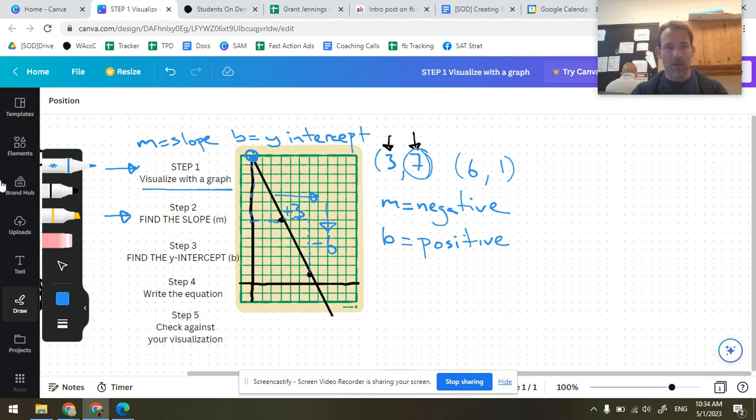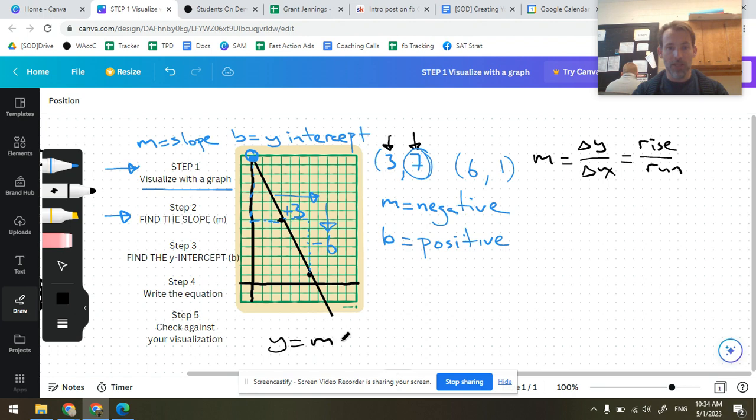So m, this value m, let's work in black. m is equal to change in y divided by change in x. You'll want to memorize that, or memorize the idea rise over run. That's going to give you this value m for your equation, and your equation, as you should recall, is going to be in the form y equals mx plus b. So our first step is to find m. Let's do that. Change in y: well, change in y goes down, minus 6.